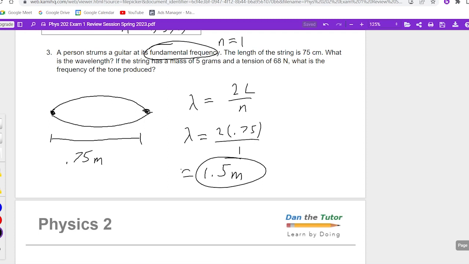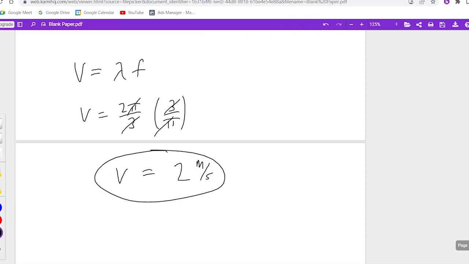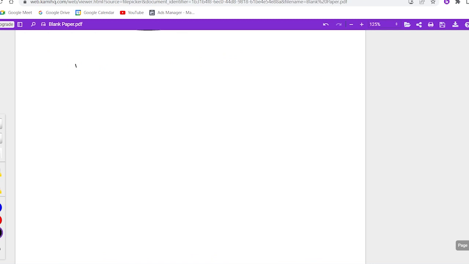There's our wavelength. Now we need to find the frequency of the tone produced. How do we do that? Well, I gave us all this information here, mass of 5 grams, tension 68 newtons. Chances are I'm practically telling you I want to use the tension on a string equation, V equals square root of Ft over mu. Now first we're going to find mu, the linear mass density. Mu is equal to the mass, which we said was 5 grams. I'm not going to write 5 grams, I'm going to write 0.005 kilograms, okay?